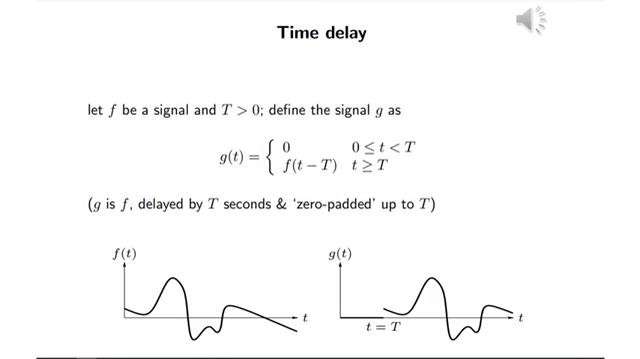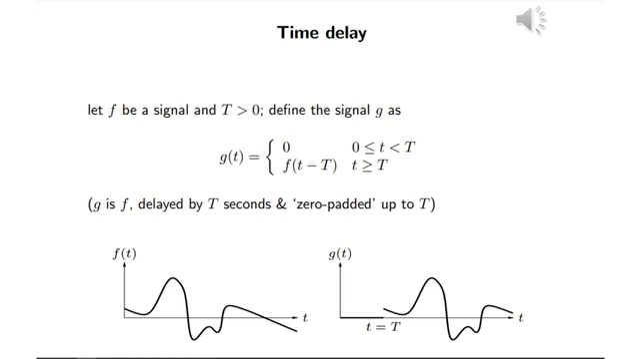In the previous lecture, we have seen the time scaling property. Now this time it is the time delay property, where the function is delayed by a certain amount. Let f be a signal and capital T greater than 0, and define the signal g as g of t equal to 0 for t between 0 and capital T, and f of t minus T for values greater than capital T.